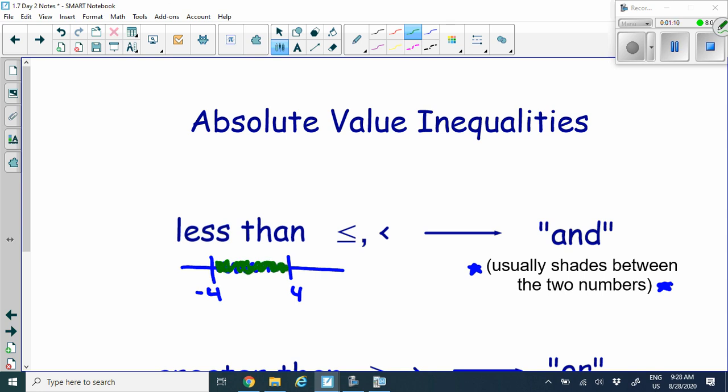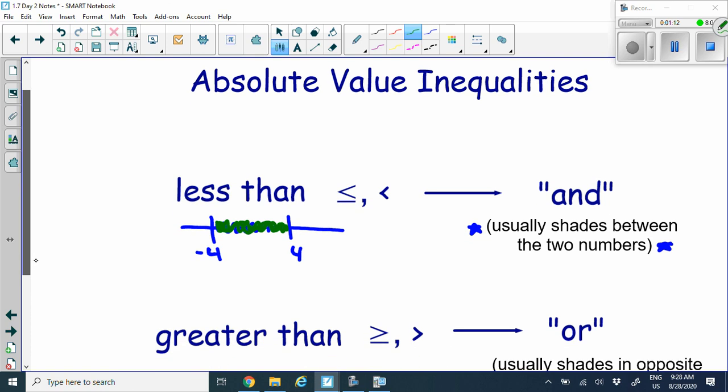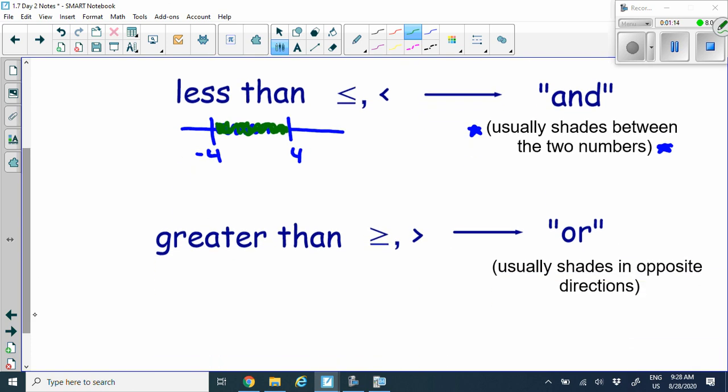The next one is what we call the greater than. We can have greater than or equal to or greater than, and this is our or problem. What happens here is that we usually shade in opposite directions. So using that same number line, we have -4 and +4. That means I shade in the opposite direction, so now not in between, but the opposite.